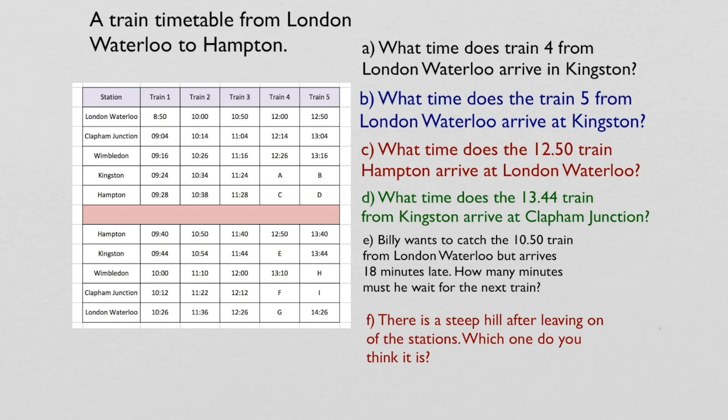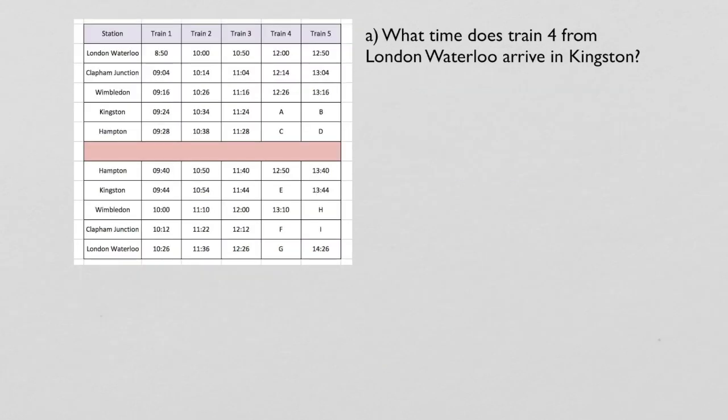So I'm going to have a look at 6 different questions. I'll take one at a time, and then there'll be some questions for you to have a go at afterwards. And so with any train timetable, the times go down the page, the destinations are on the left hand side, and there's always a pattern. The length of time between every station is generally the same.